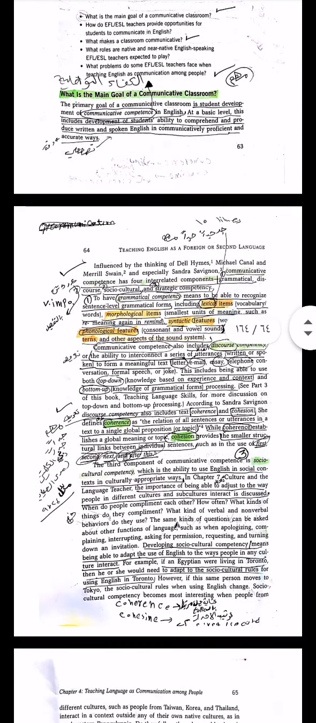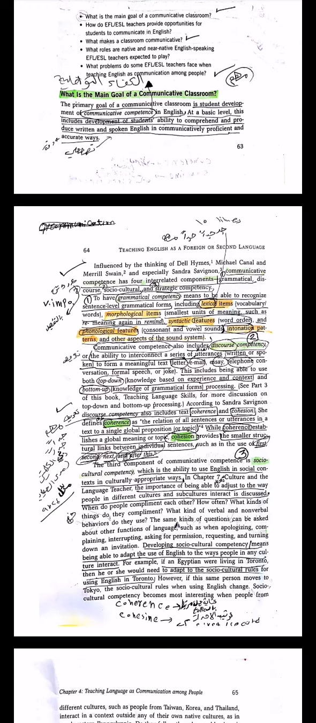The third component of communicative competence is socio-cultural competency. To know what? To learn the culture of the foreign language context, the culture of the speakers of the foreign language. So how people live, what are the traditions of that society, what are the norms and values of that society whose language you are learning.